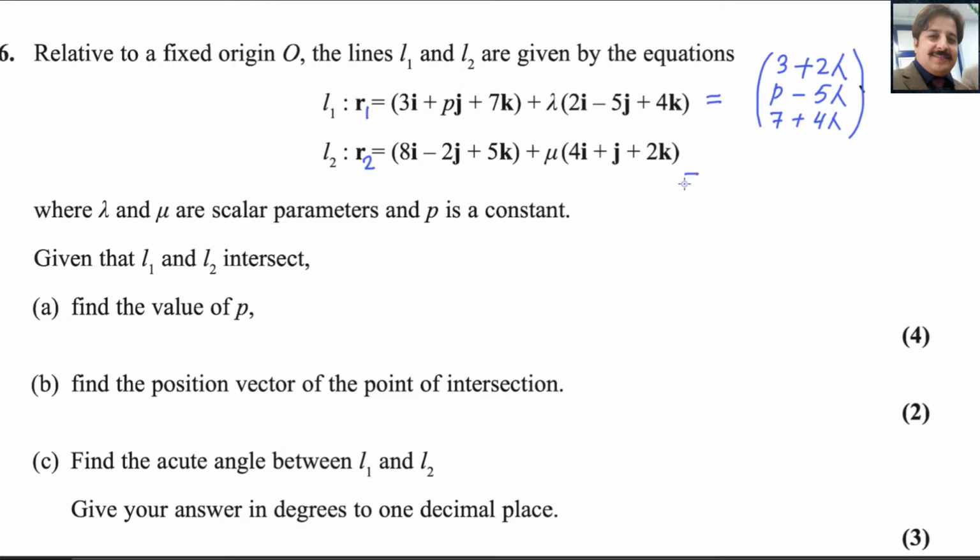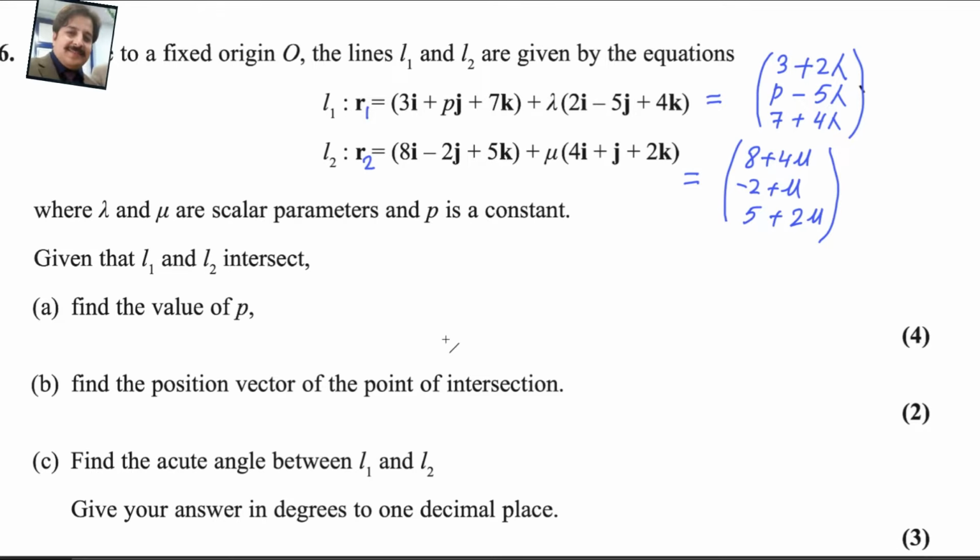We can write the other position vector as a column vector. Here is 8 and here 4 mu, so we write 8 plus 4 mu. The second is minus 2 plus mu. In the same way, the third will be 5 plus 2 mu. So these are the position vectors for lines L1 and L2.